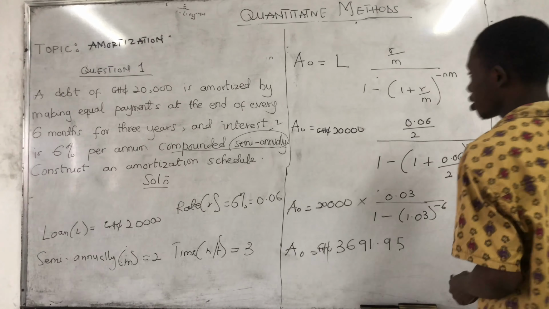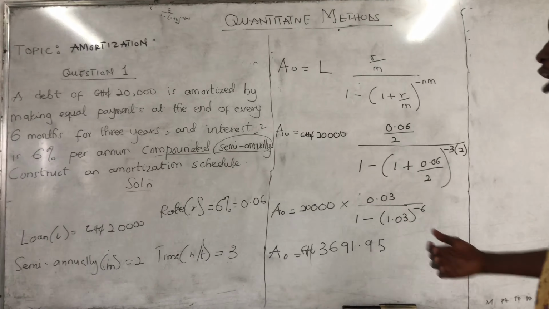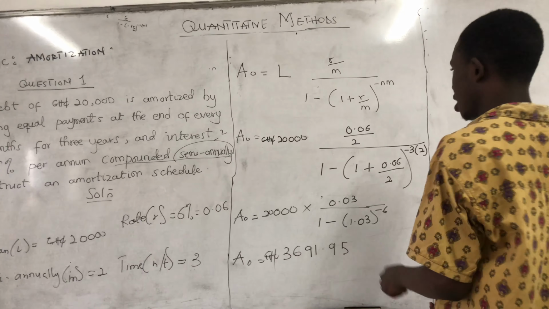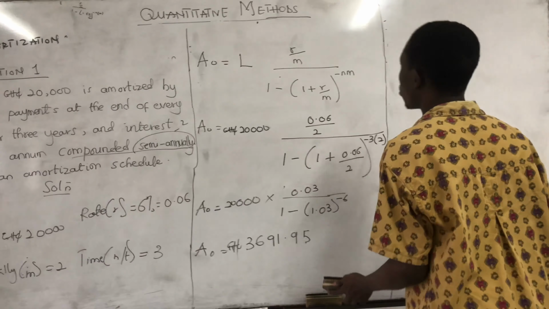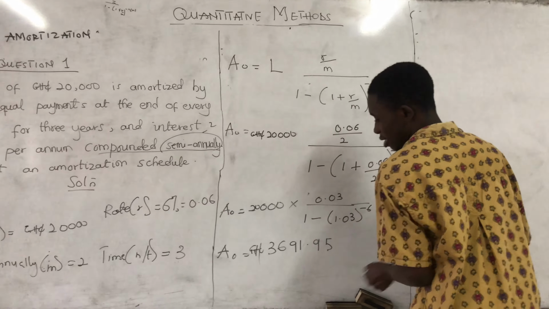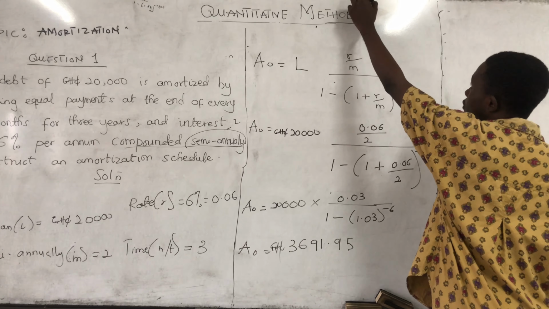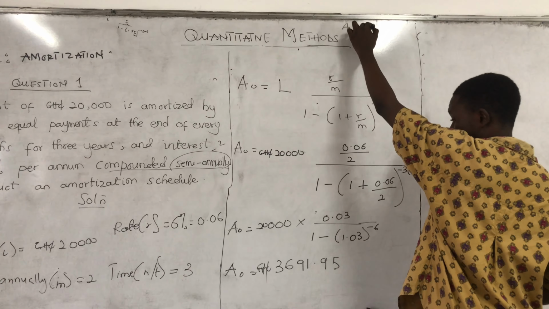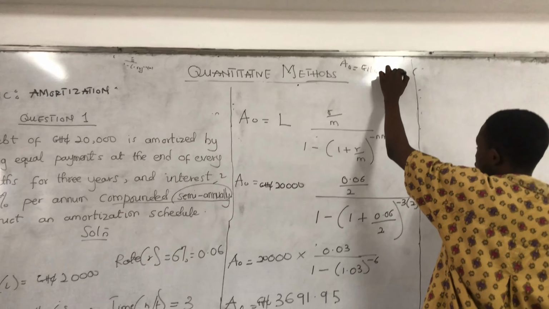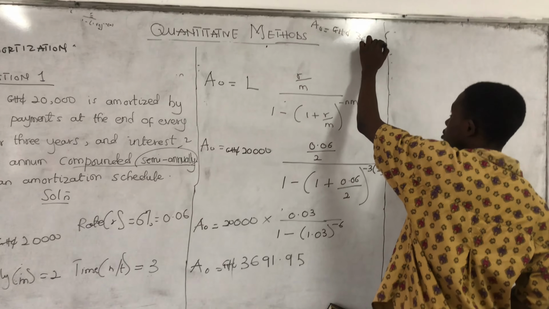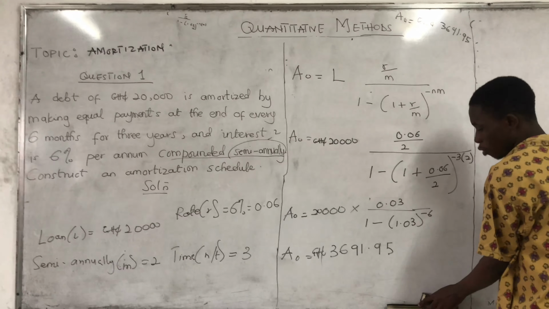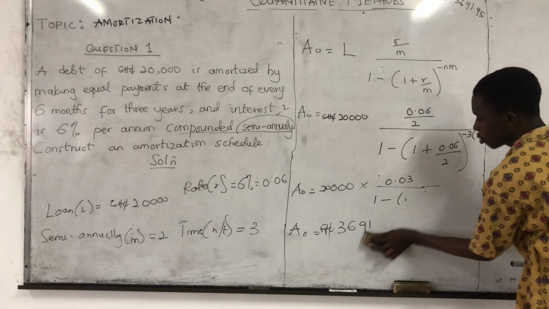So this is how we do it. Now the next thing is we were asked to construct an amortization schedule. With a table, I would like to clean the side, but unless I write this figure here so that I wouldn't forget. With the A0 we have 3691.95. So before I clean this, I'm writing it here so that we don't forget.